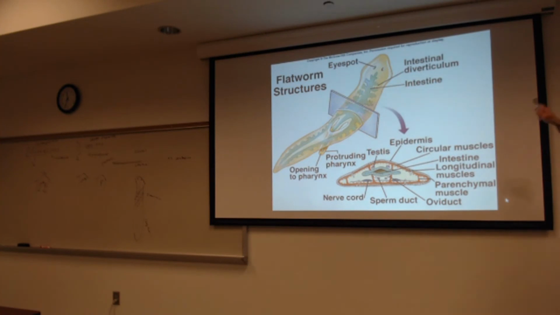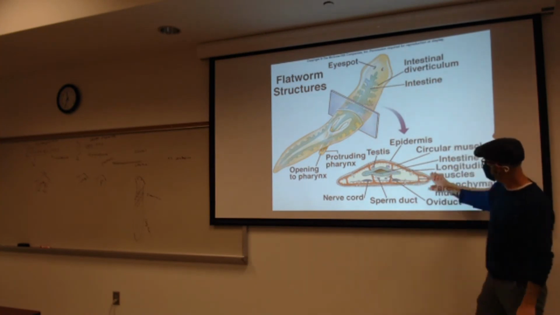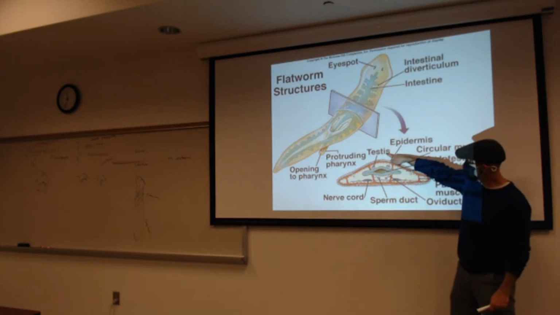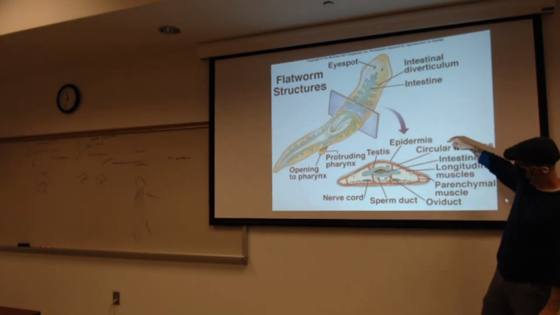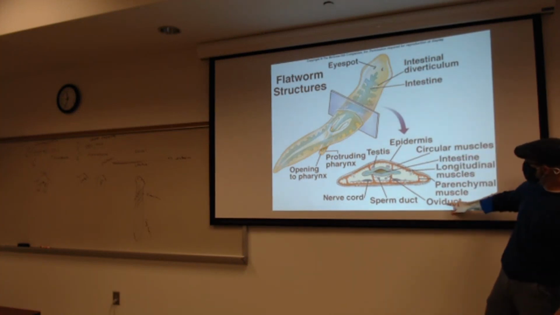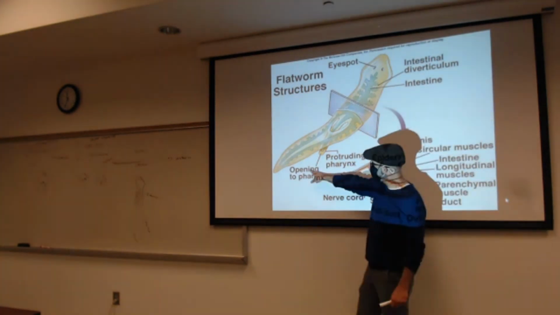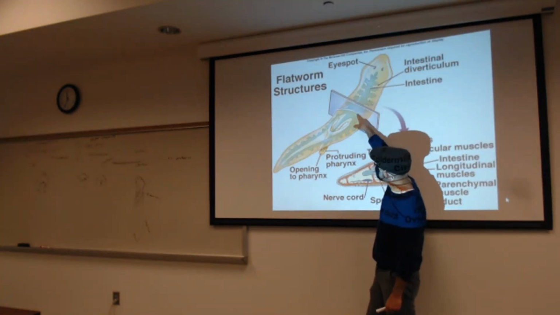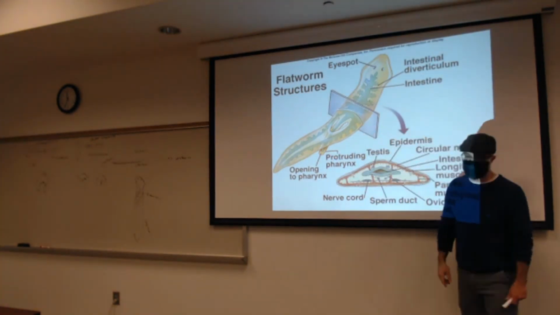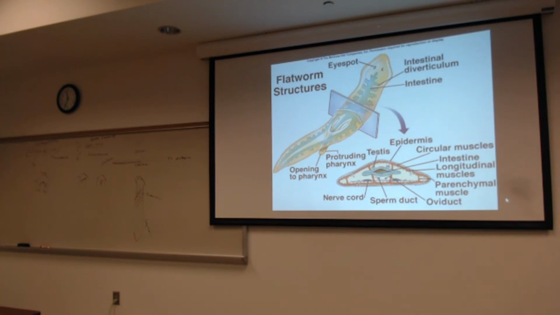Okay, cross section through, we see the intestine. Here we see testes, and we see the ovaries. That's monoecious. We have sperm ducts. The pharynx here is the opening to the digestive system and the exit from the digestive system. They don't have a mouth at that end.